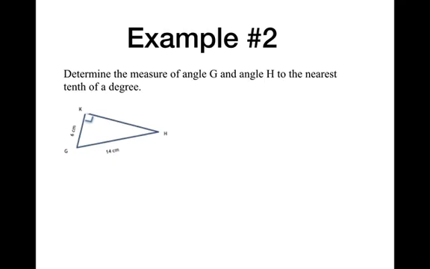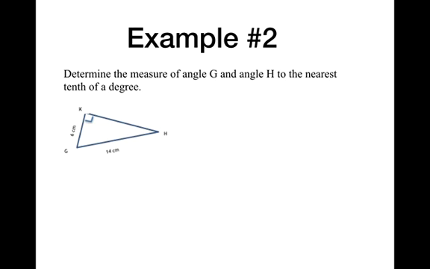In this one, we'll actually find the missing angle. So determine the measure of angle G and angle H to the nearest tenth of a degree, so that would be 1 decimal place. Again, we make note that it is in fact a right angle triangle, because this process only works for right angle triangles. The sine, cosine, and tangent ratios, opposite over hypotenuse, adjacent over hypotenuse, and opposite over adjacent, only work for right angle triangles where a hypotenuse actually exists.